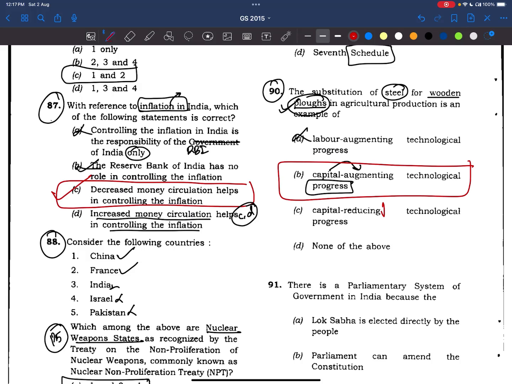Let's see the other options also. Capital reducing? It's not reducing; we are progressing in capital. First we had the wooden one, now we have enhanced that capacity to a steel one. So even C is wrong. The answer is B. This is also a basic question, friends. Nothing much to discuss. We have to read the basics of economics, like what are capital goods, what are consumer goods, labor intensive, capital intensive, all those things we need to study.